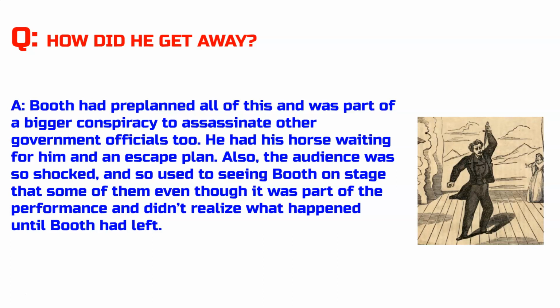So Booth had his horse waiting outside for him, and he had an escape plan. But one of the things that actually helped him escape was that the audience was so shocked, and so used to seeing Booth on stage, that some of them thought it was even part of the performance. They didn't realize what happened until Booth had left. So they saw him on the stage. They thought it was part of the show. But they didn't realize until right after he escaped that something had gone horribly wrong and that the president had been killed.